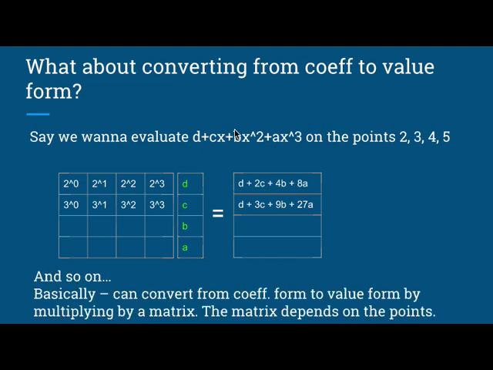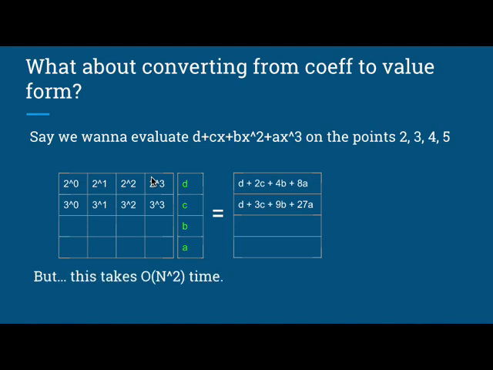Basically, you can convert any polynomial in coefficient form to value form by multiplying by a matrix, and the matrix depends on the points. Important, matrix depends on the points. You can't plug this matrix for whatever points, right? Okay. Any questions? Okay. But this takes O of n squared time. Why is that?